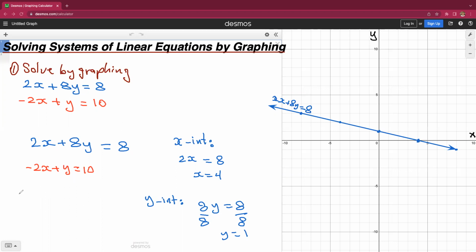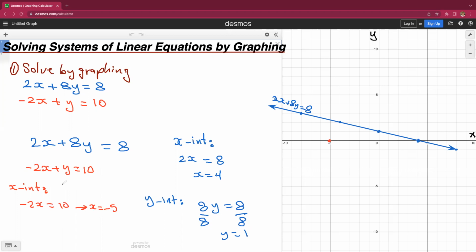We want to find the x-intercept for this one here, so you make y 0. Then you're left with negative 2x equals 10. Divide both sides by negative 2, and that will give you x equals negative 5. So you go to where x equals negative 5, which is here, and you plot your first point. Now, how about the y-intercept?